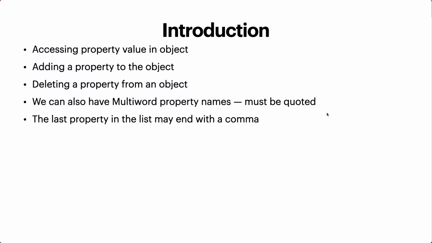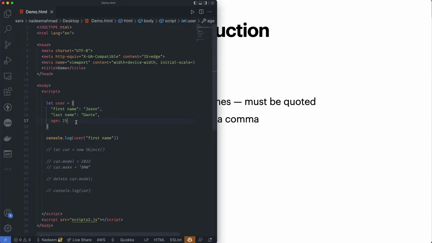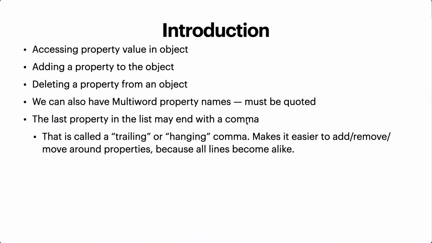The last property in the list may end with a comma. You can also specify a comma over here, that's called a trailing comma or hanging comma. We can also specify that because it will just make it consistent. It makes it easier to add or remove or move around properties because all lines become alike.